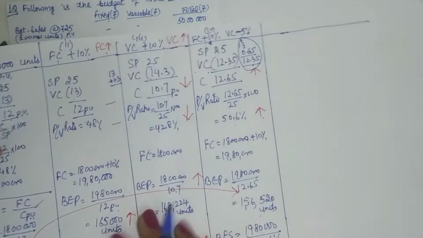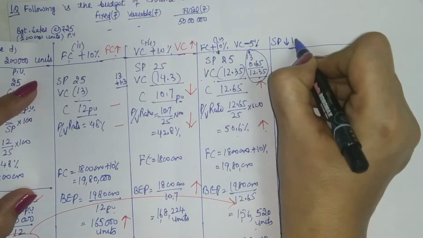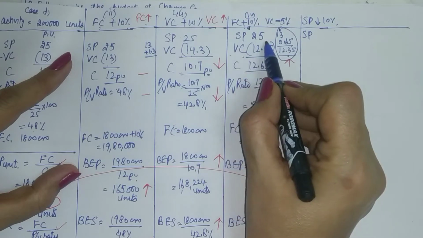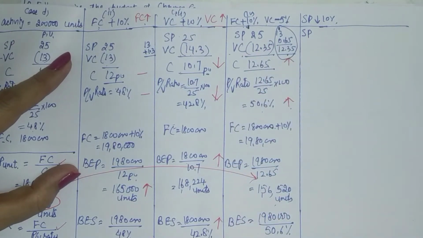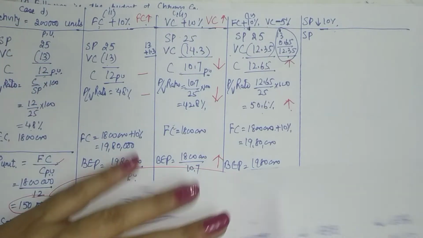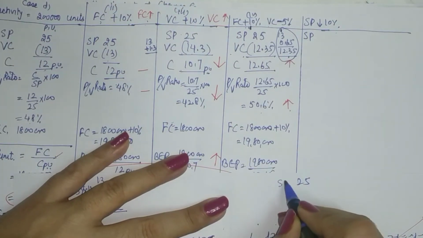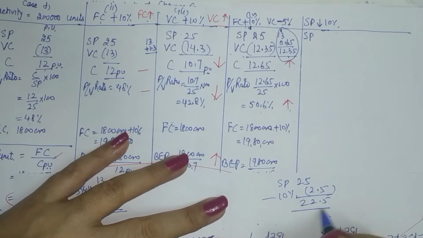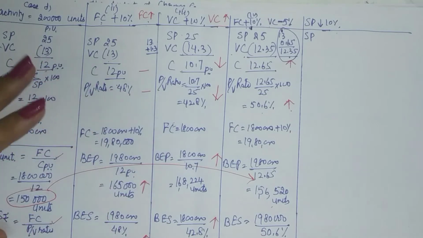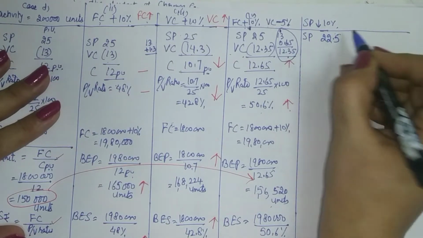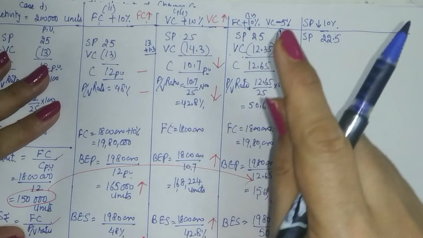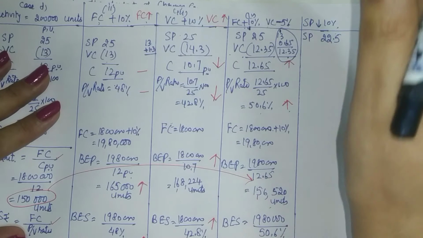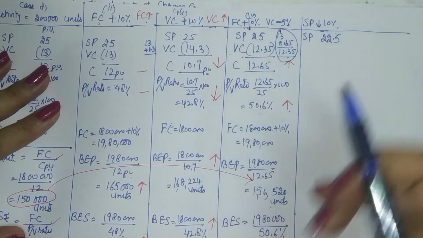Now the next case is a 10% decrease in selling price. If your selling price reduces by 10%, what does it imply? Selling price was 25. If it is reduced by 10%, 25 less its 10%, 2.5, that means 22.5 is going to be your selling price. Now, can you think of the effect of this on your contribution? Since contribution is selling price minus variable cost, contribution is directly related with selling price. Reduction in selling price will imply reduction in contribution.